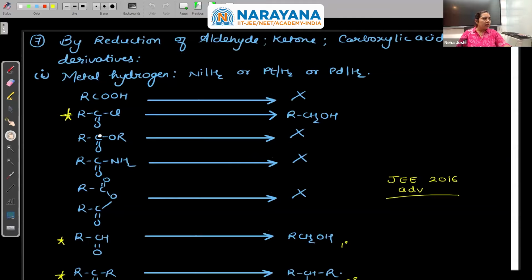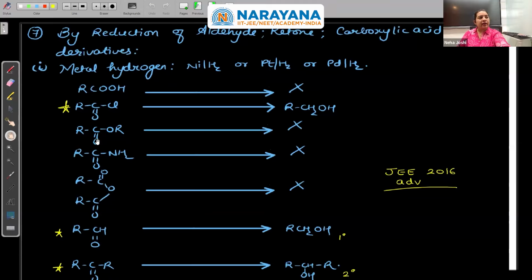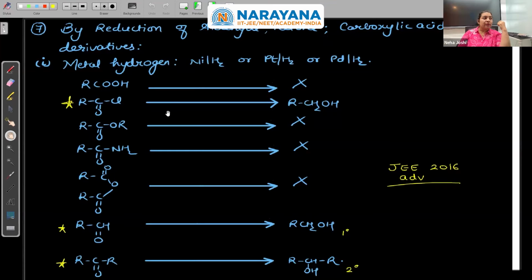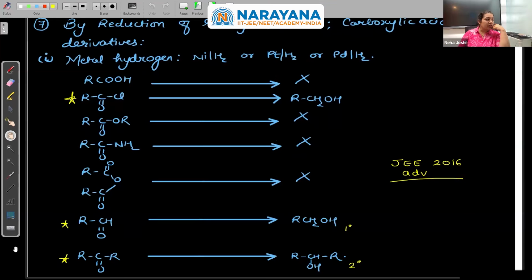By reduction of aldehyde, ketone, carboxylic acids and their derivatives, you can prepare alcohol. Please take a screenshot of whatever is coming on your screen because this is important. Acids are not reduced by metal hydrogen. Acid chlorides are reduced to RCH2OH. Now, esters should be taken or not taken? For that, give me just 1 second.